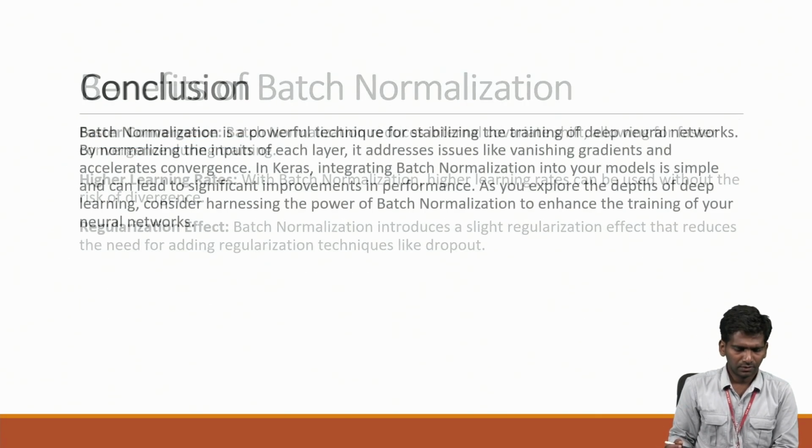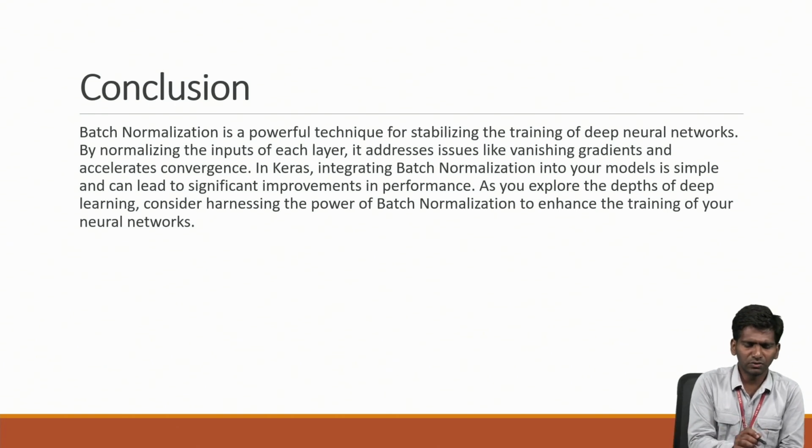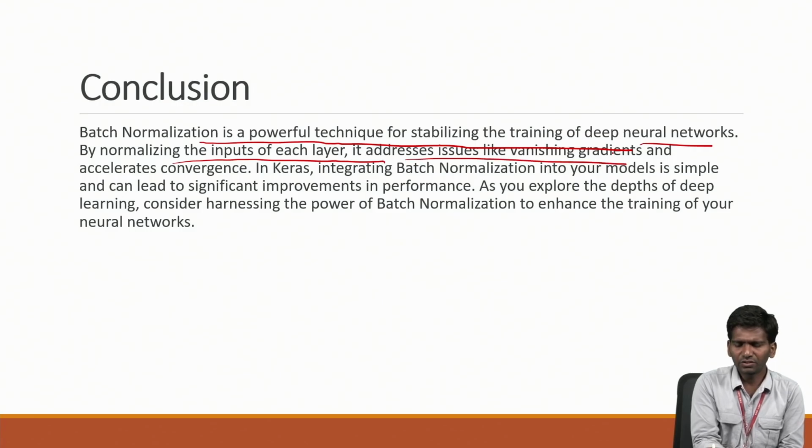So what conclusion can we draw about why we need to apply batch normalization? We can say batch normalization is a powerful technique for stabilizing the training of deep neural networks. We need to stabilize it, and for that purpose we apply normalization. By normalizing the inputs of each layer, we address the vanishing gradient problem, so indirectly we sort out the vanishing gradient problem with the help of individual inputs.